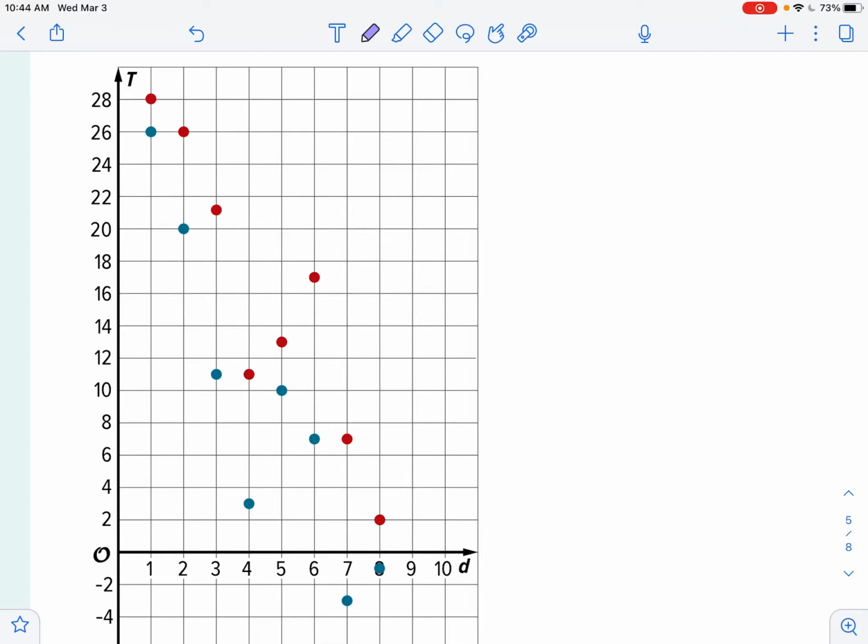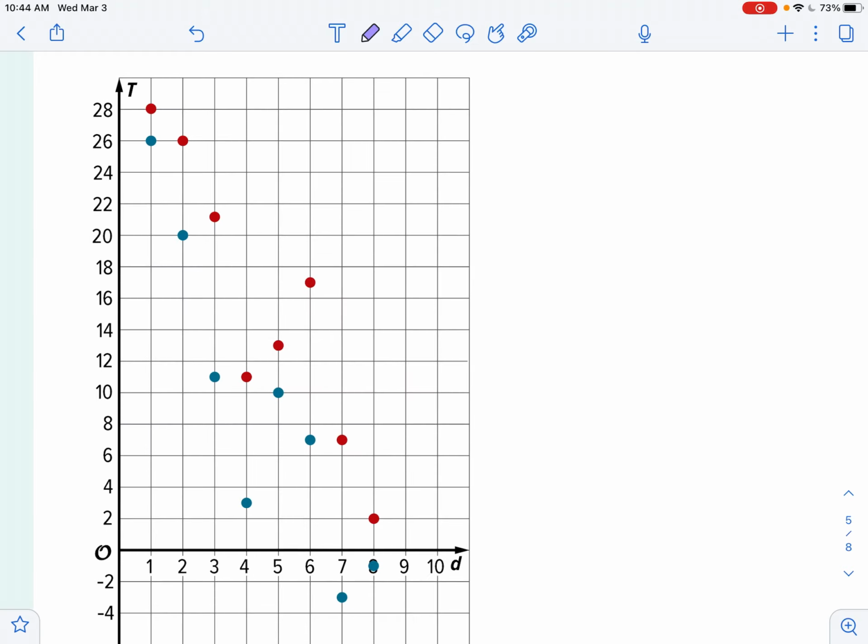In the next set of questions, you're going to be working with this graph. This graph shows the high and low temperatures in Nome, Alaska, over a period of 8 days. The axis labeled T, right here, describes temperature, and the axis labeled D, right here, describes the days. So for example, this is day 1, and we can see a temperature of 28 degrees Fahrenheit.